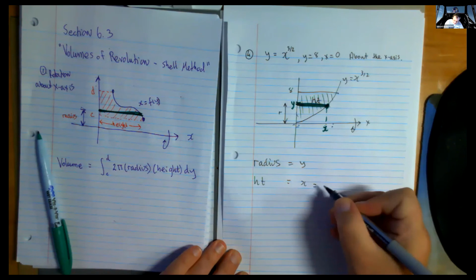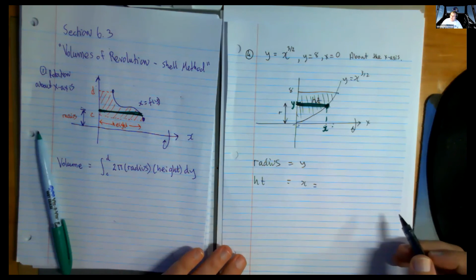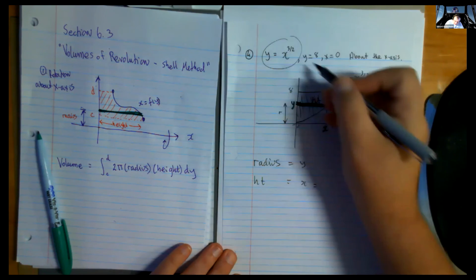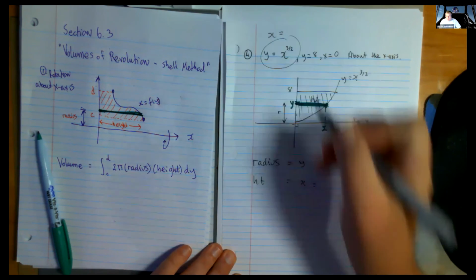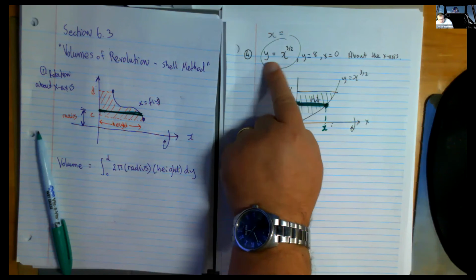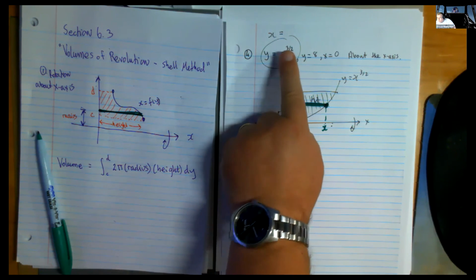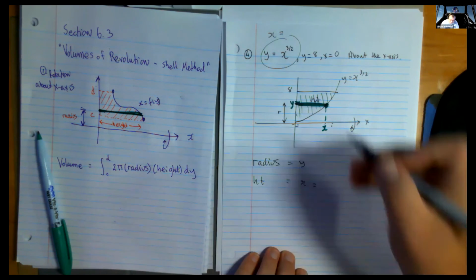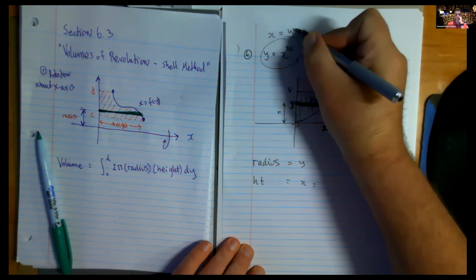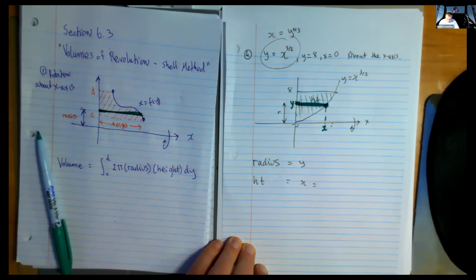But the x coordinate is not really what I want. Don't I want the x in terms of y? So I have to take this fella and figure out what x is as a function of y. So here's your question. If y is x to the power of 3/2, what's x? Y to the power of what fraction? 2/3. Are you all happy about that? 2/3.